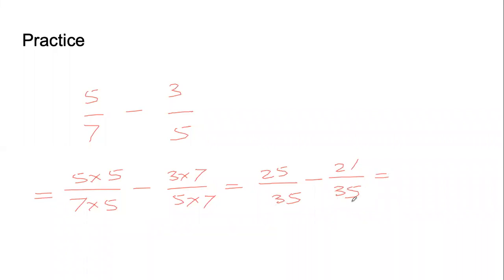Now 35 and 35, they are same. So now we have like fractions. We take 35 as the common denominator. 25 minus 21. Now 25 minus 21 is 4 by 35. Right? The correct answer is 4 by 35. It's not 2 by 35. It's not 34 by 35. It is 4 by 35.